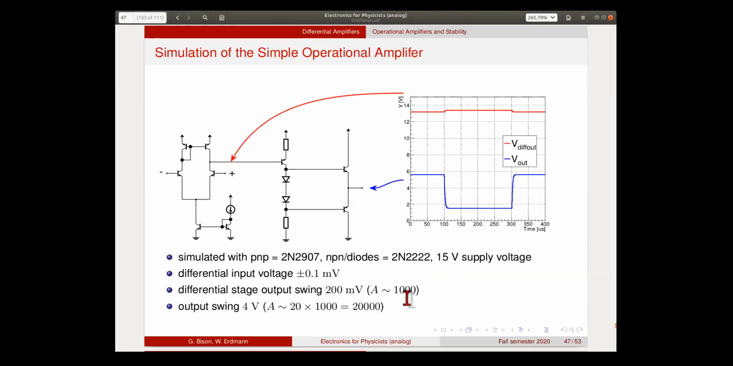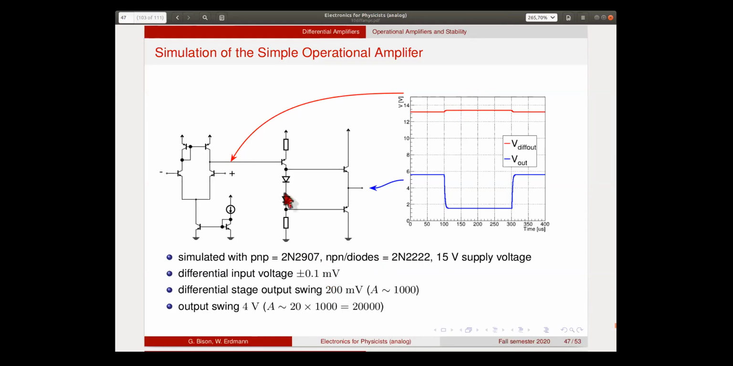Okay, so let's simulate it here. So this is done with discrete transistor simulation. So we have the 2N2907 and the 2N2222 for the NPN and the PNP. We used 15 volt supply voltage, and we come in with 0.1 millivolt input. And then we see already some amplification at the output of the differential stage, which is shown here. So there's an amplification of about 1000 from the 0.1 millivolt.